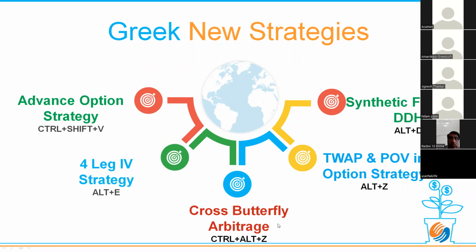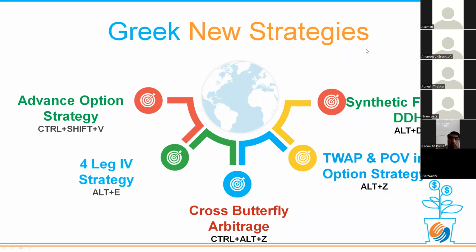Then we have the cross butterfly strategy. Cross butterfly is a 6 leg strategy. Initially we started with 2 leg, then we moved on to 3 leg and 4 leg, and now what we have is 6 leg strategies. So simultaneously one can make 6 leg strategies. If you want to make a combination of 2 butterflies, even that is possible.